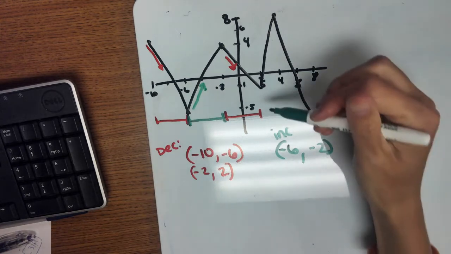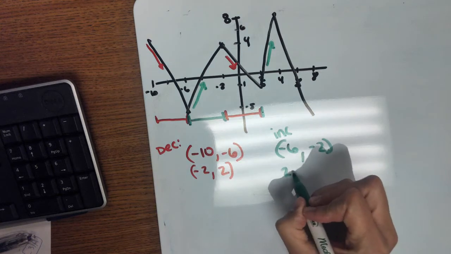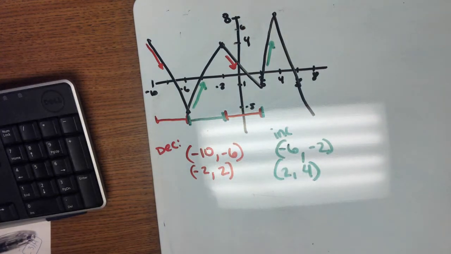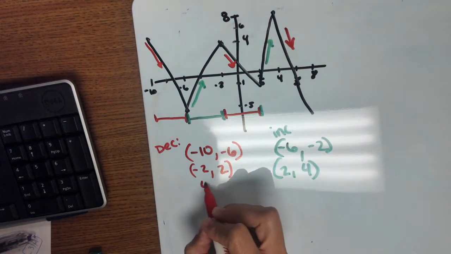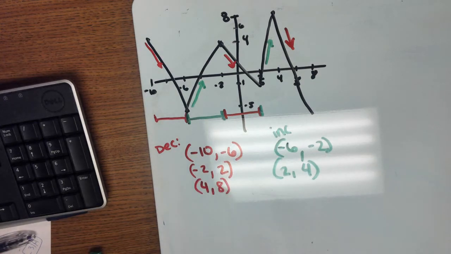Then we're going to start in green because my graph is increasing again. So from 2 until we hit 4. And then my last interval right here is going from 4 to 8. So those would be my intervals of increasing and decreasing.